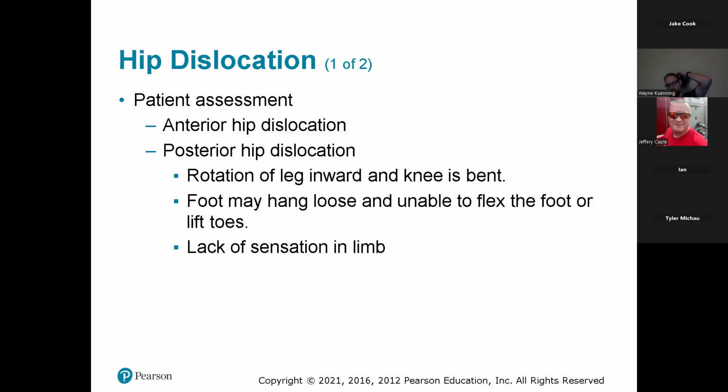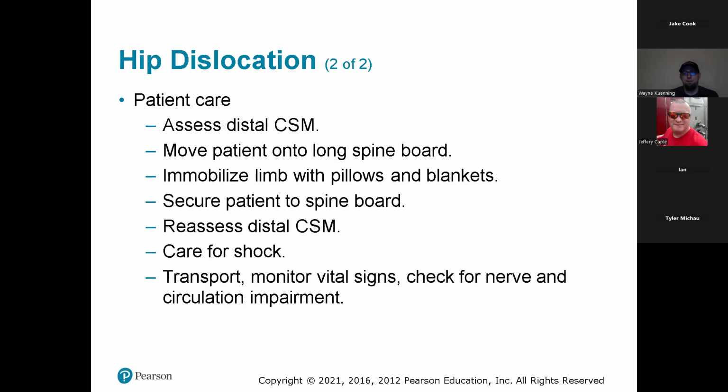Hip dislocation. Anterior hip dislocation is easy to see. You can see that the hip bone is above the pelvis. Posterior hip dislocation, on the other hand, is a little harder to distinguish from a broken hip. There is rotation of the leg inward and the knee is bent. The foot may hang loose, the patient may be unable to flex the foot or lift toes, and there may be lack of sensation in the foot or leg.